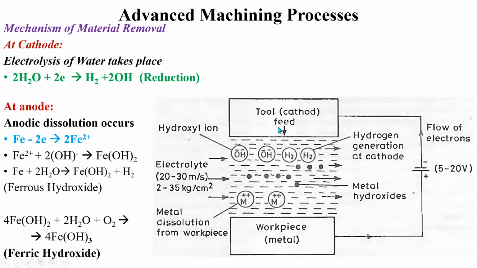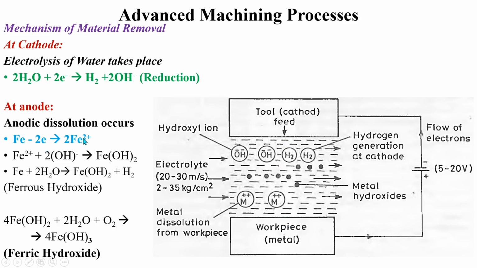So there is continuous consumption or absorption of electrons by the hydrogen molecules, and there is continuous release of electrons from the metallic atoms. This completes the electrical circuit, and because of this supplied electrical energy, the reactions are happening at the cathode as well as the anode surface.